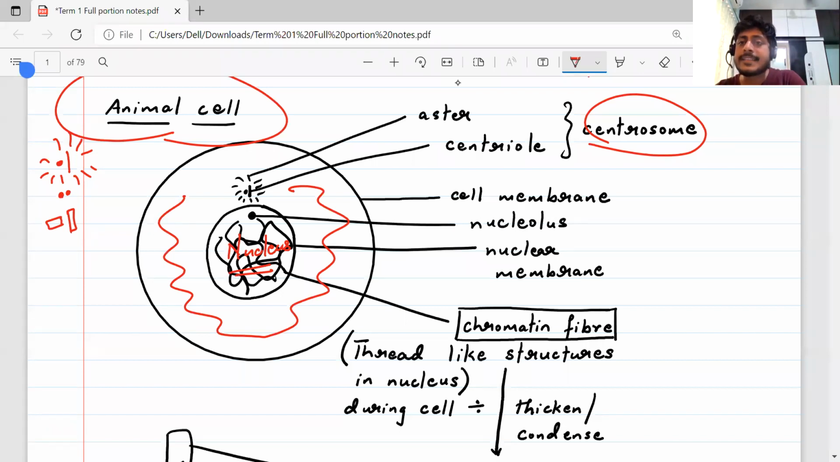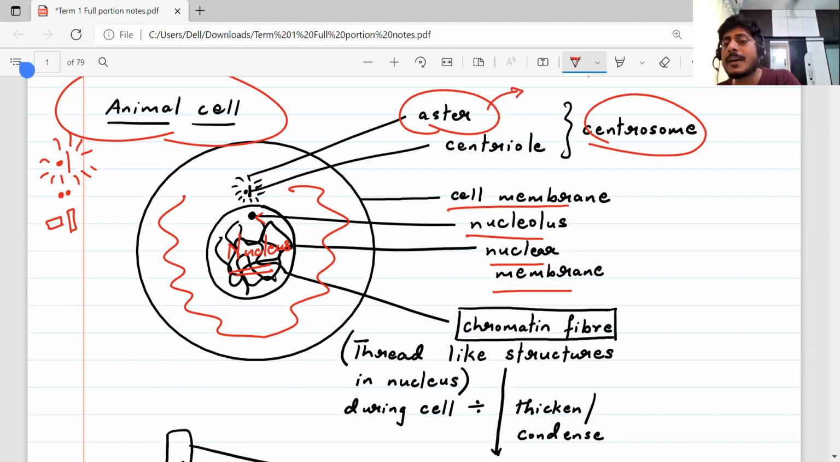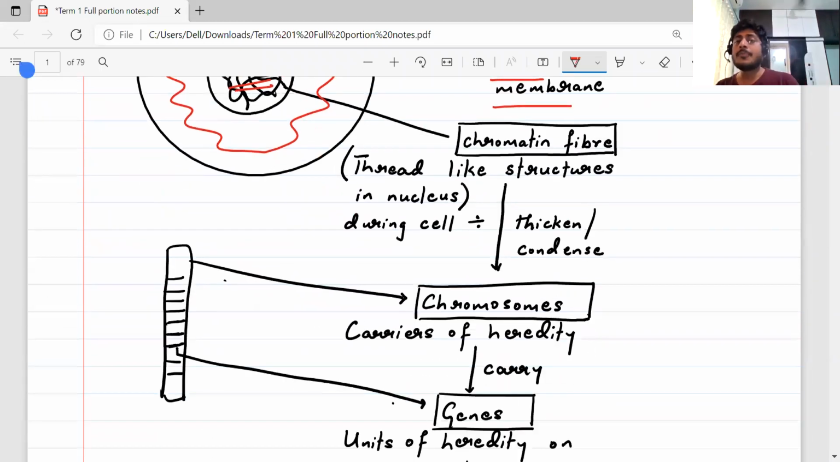The outermost covering of the animal cell, you can see over here, is the cell membrane. Had it been a plant cell, that would have been the cell wall. The dense body inside the nucleus is your nucleolus, which disappears during prophase, and so does your nuclear membrane. The asters, if you remember, is an MCQ question, form the spindle fibers during the process of cell division. Then you move to chromatin fibers.